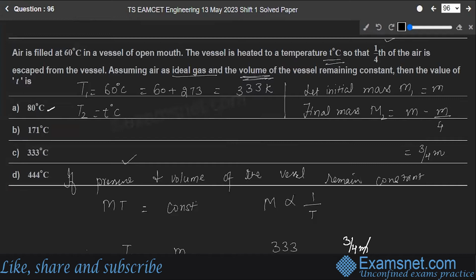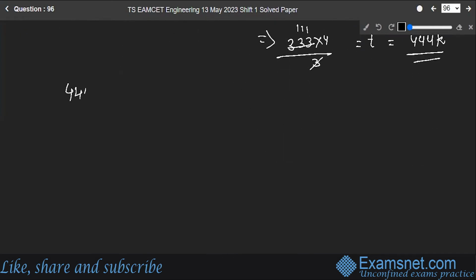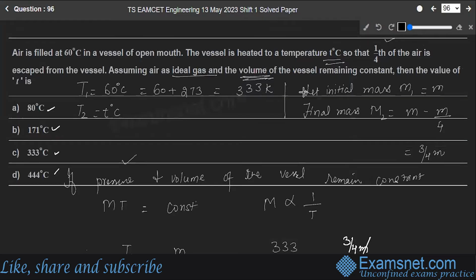Now all the options are there in Celsius. Let's convert this into Celsius. So T is equal to 444 Kelvin. That's equal to 444 minus 273. That is equal to 171 degrees Celsius. That makes option B the right answer. Hope you understood this. Let's move to the next question, number 97.